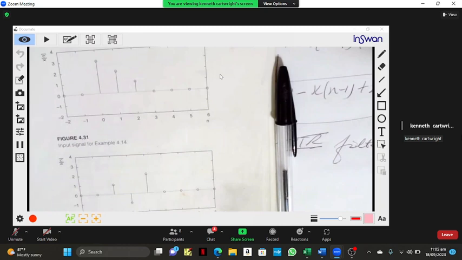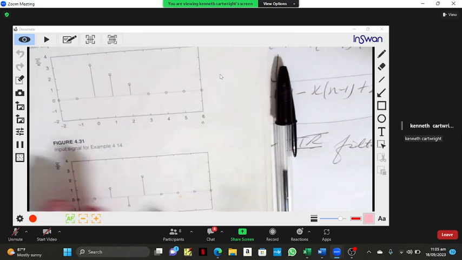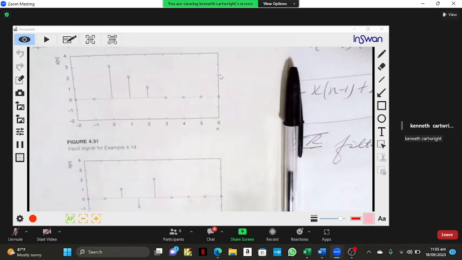Let's try this once more. What is the input graph? Well, I gave it away. The top graph is the input graph. It's the input signal. The top graph is x of n. So the bottom graph is the impulse response.